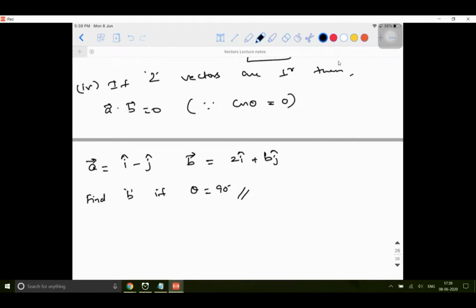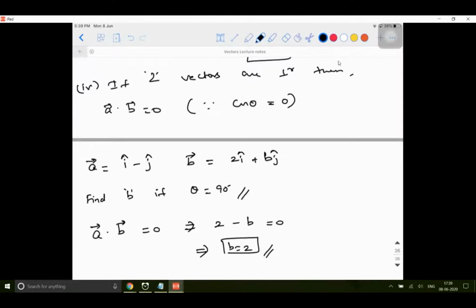So we can simply multiply the coefficients and equate it to 0. As simple as that, that's right. A vector dot B vector is 0. That is the condition for two vectors to be perpendicular. So A dot B means 2 minus b is equal to 0. So what will be the answer? b will be 2. That's it. Simple. So this is how you can expect the problems to be.